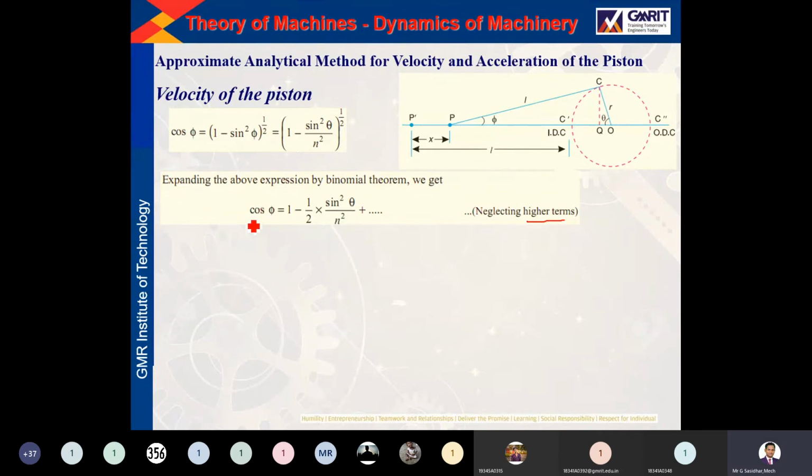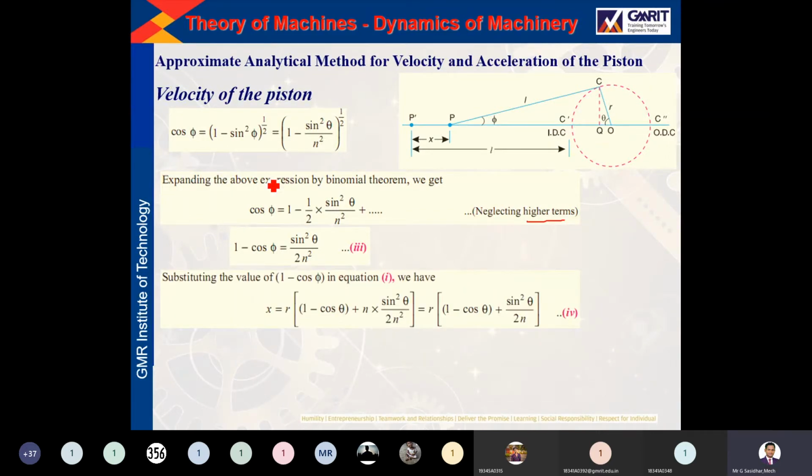Now I will consider these two terms only: cos phi equal to 1 minus half sin square theta by n square. If I take this form, with cos phi on this side, I have written 1 minus cos phi equal to sin square theta by n square. This is one formula I got from the binomial expression. Now look at the above expression. What is x? We have x equal to, from the first equation, r into 1 minus cos theta plus n into some value, sin phi value, 1 minus cos phi.